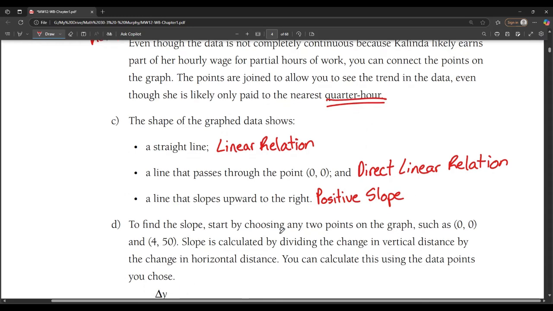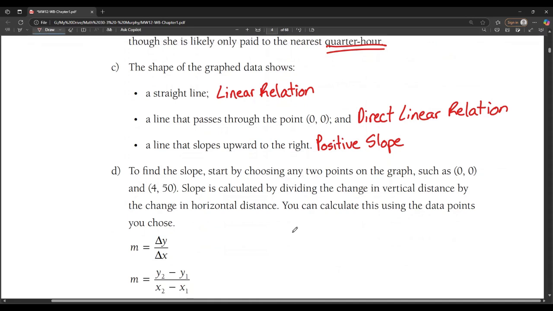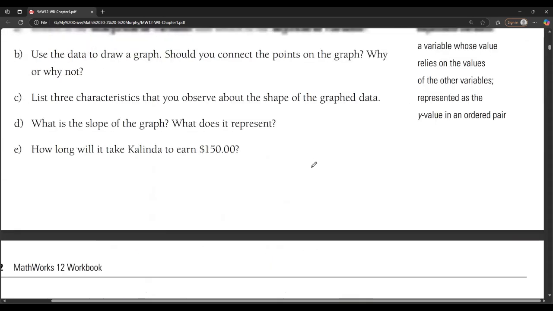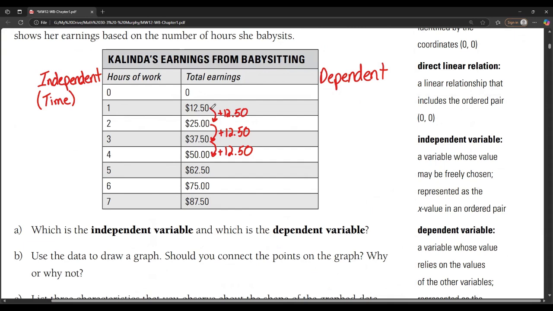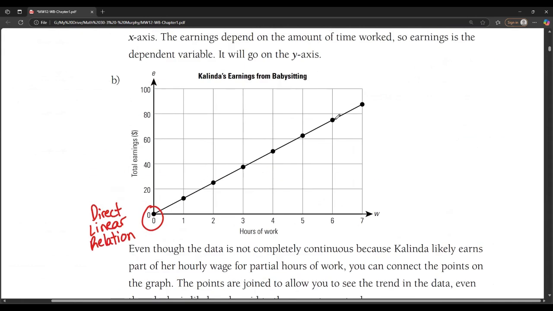To find the slope, so for D, what is the slope of the graph and what does it represent? Well, we kind of figured it out just by looking at it back here, right? And noticing it went up 12.50. If you got a graph like this, you can easily use the equation as well.